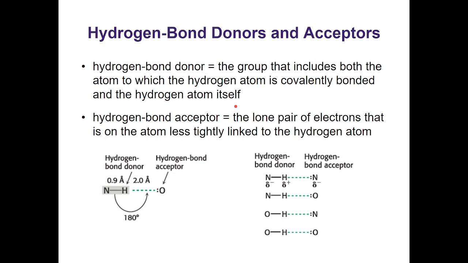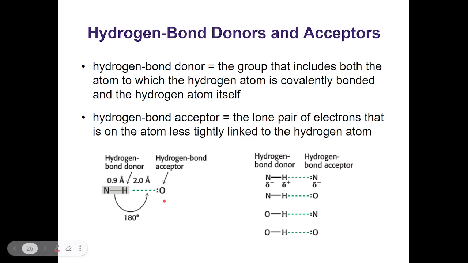The hydrogen bond acceptor is the lone pair of electrons. It's going to be the one that is less tightly linked to the hydrogen atom, and so that's going to be right here. You will notice that they look a lot like you're having a reaction, don't they? And theoretically, you can have a reaction. And that's what we call an acid and base. Right? That's just an Arrhenius acid-base reaction.